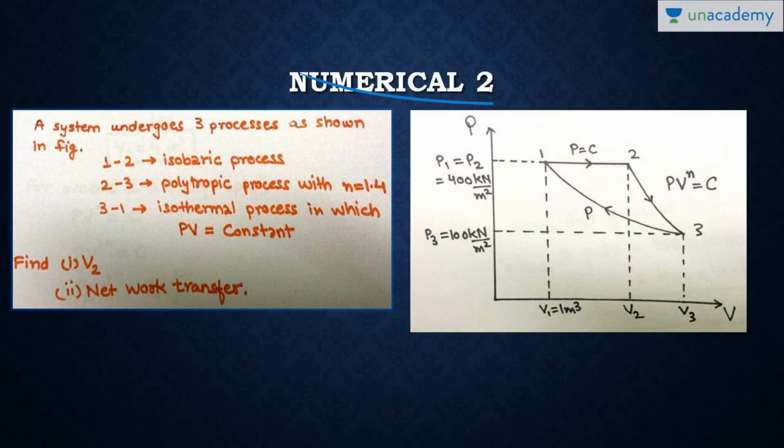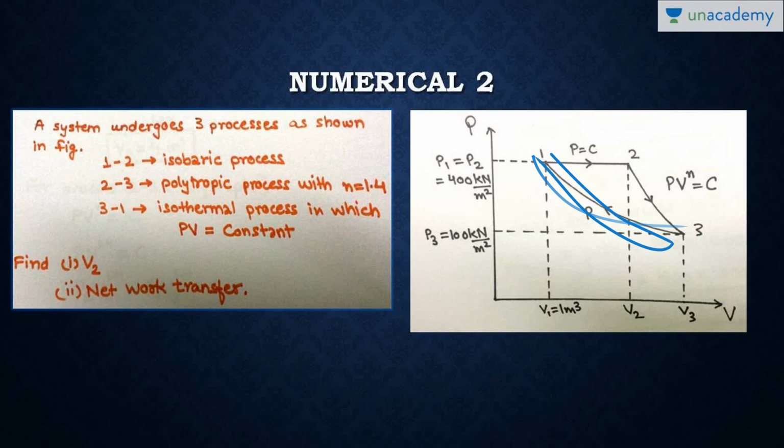Next is the second numerical: a system undergoes three processes. 1 to 2 is an isobaric process, 2 to 3 is a polytropic process with n equal to 1.4, and 3 to 1 is an isothermal process in which PV is equal to constant.